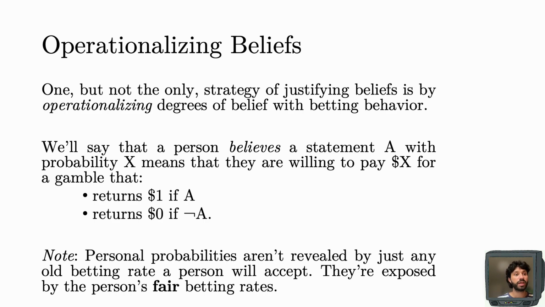And another note is that personal probabilities aren't revealed just by any old betting rate a person will accept. They're exposed by the person's fair betting rates. That's why I showed you the example where Max's probabilities are represented by his fair betting rates. Of course, Max and anyone is going to accept gambles or games that are favorable for them, if his beliefs are operationalized as betting behavior. But that doesn't mean that those are their beliefs. The person's fair betting rates expose their beliefs.